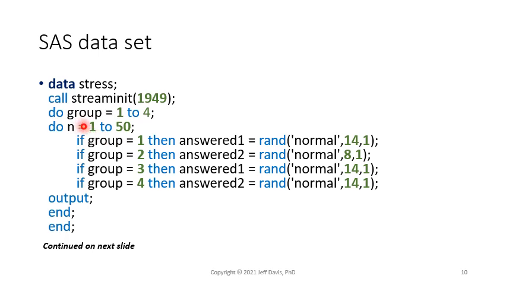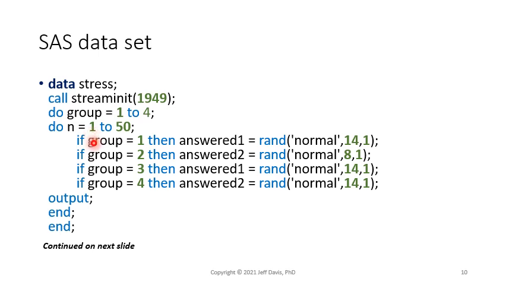So what will happen when we say do group equals 1 to 4 is that we're essentially telling SAS we want you to set up a grouping variable with 4 values: 1, 2, 3, and 4. And then we're telling SAS that for each group, we want you to set up 50 observations. That way we make sure that each group has the same number of observations.